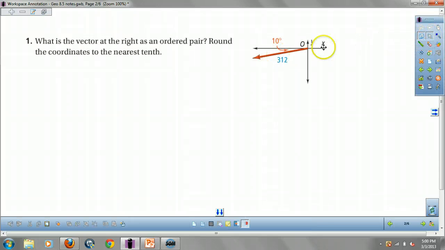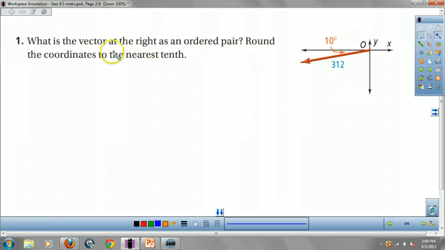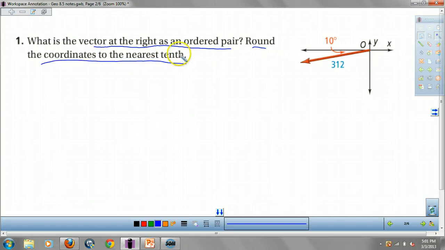Okay, let's take a look at this vector guy over here. How's it going, Mr. Vector? Oh, that's fantastic. What is the vector at the right as an ordered pair? Round the coordinates to the nearest tenth. Okay, this is where we get to use some trigonometry. This is 10 degrees. This is 312. Right triangle. I'm going to call this side X and this side Y. So those are going to be my X and Y coordinates.